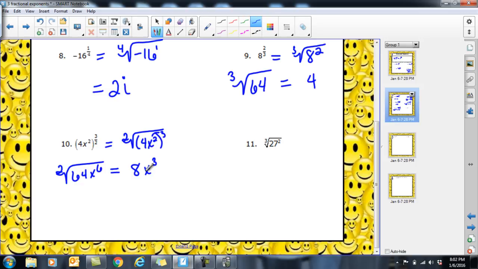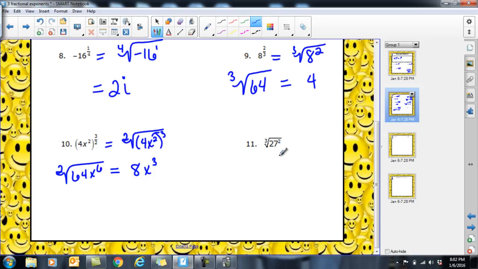So now number 11. There are a couple of ways to approach number 11. You can do 27 squared and then take the cube root of that. Your calculator will do all of that for you. Or you can take the cube root of 27 and then square the final answer. I don't care which way you do it, but I prefer the second one because the cube root of 27 is something I know already.